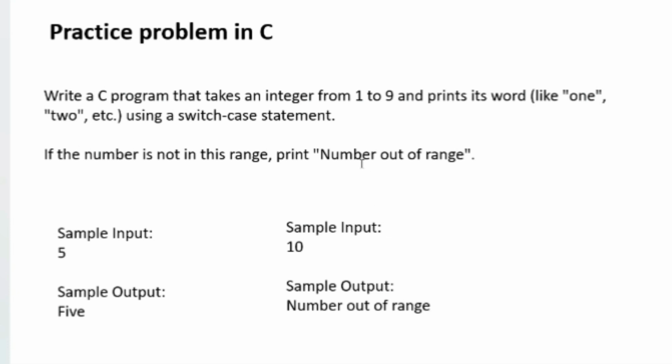That is, this program has two parts. First, it should read the given integer number. Then, if it is between 1 and 9, it should print its name. If it is out of range, it should print "number out of range". Practice of such problems is needed to qualify in any coding interviews. So let's implement this in C. I'll be using the Dev C++ IDE. You can use any IDE.